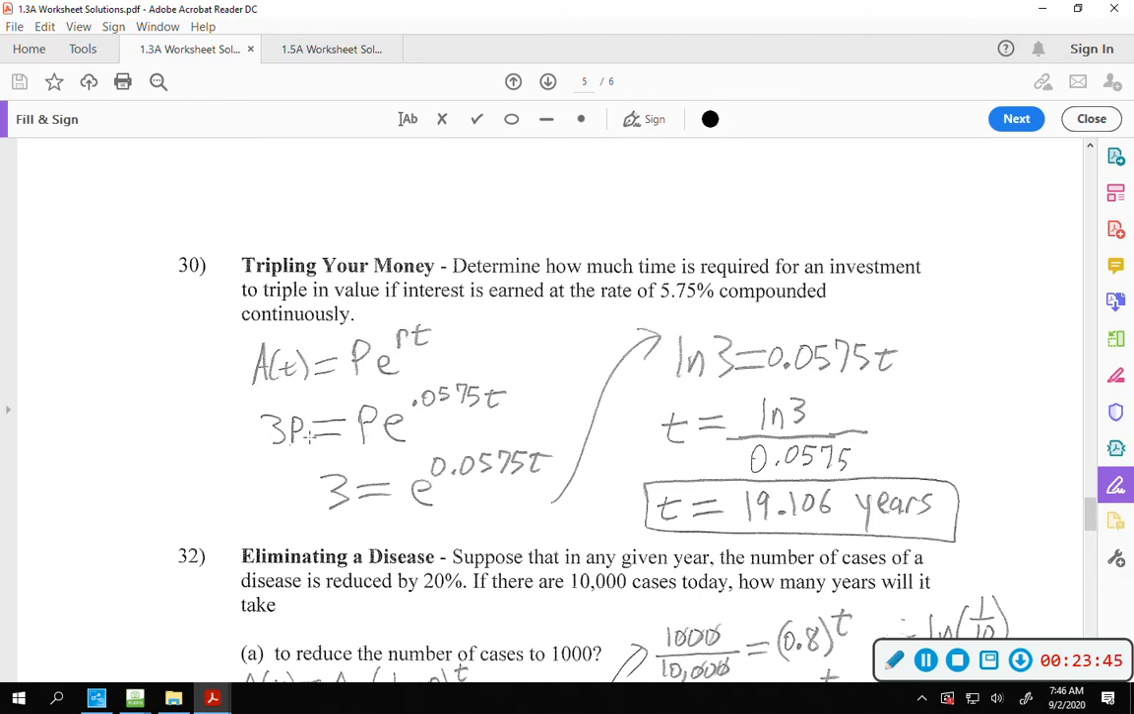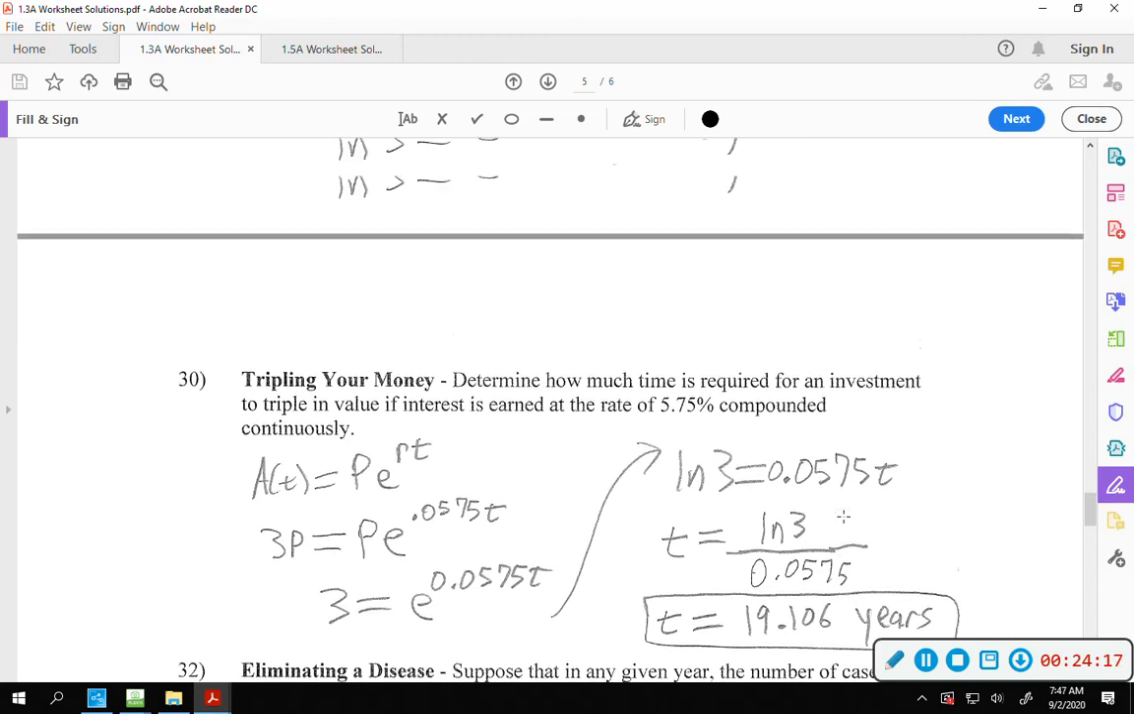Divide both sides. I want this to triple. So I set it equal to 3P. Divide both sides by P. Now it's the same problem, but even easier than the last one, because when I take the natural log of both sides, that actually undoes the natural log of e raised to. I don't have to drop it down, it just undoes it. Because e raised to and natural log are inverse operations. So I'm just left with the exponent. Divide both sides by 0.0575. Type that in your calculator.